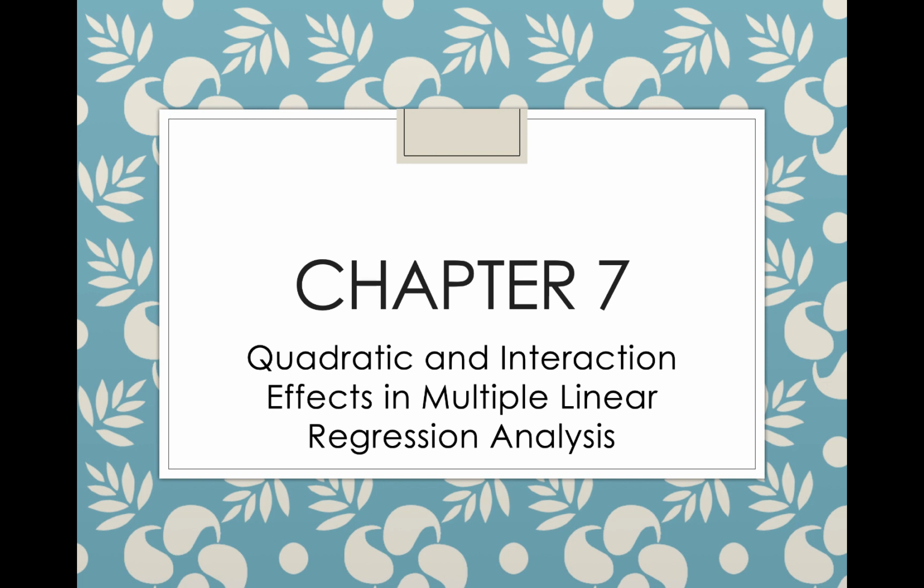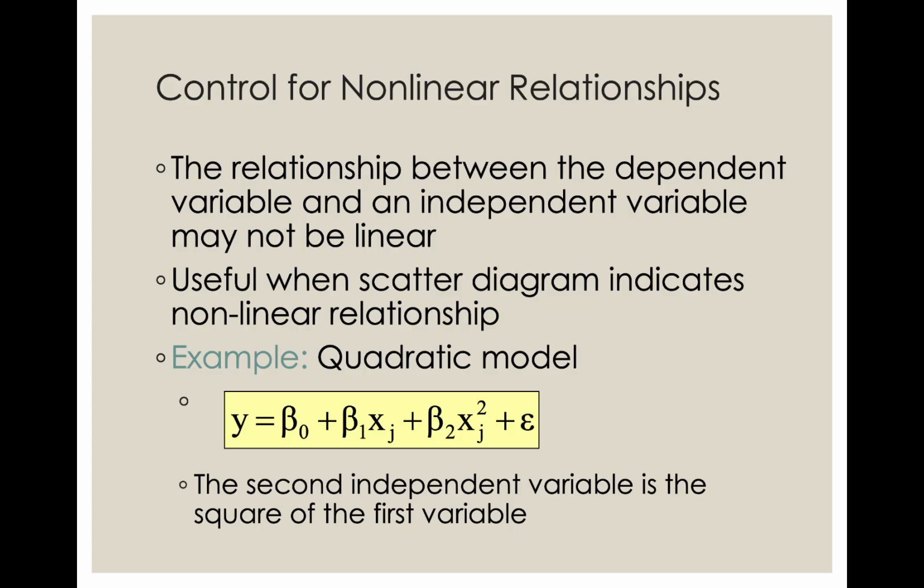Welcome to Chapter 7. In this lecture, we're going to discuss quadratic and interaction effects in multiple linear regression. We want to talk about how to control for some portion of nonlinear relationships. In this case, we want to control for the relationship between the dependent variable and the independent variable that are nonlinear in a quadratic or some other similar way.